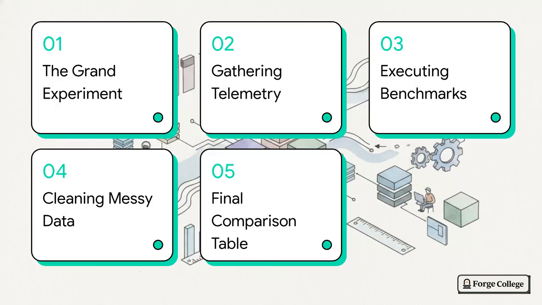Here's our blueprint for today's session. We'll be moving through 5 distinct phases: the grand blockchain experiment, gathering the telemetry, executing the benchmarks, cleaning the messy data, and finally arriving at our ultimate prize, the final comparison table. Let's get right to it.